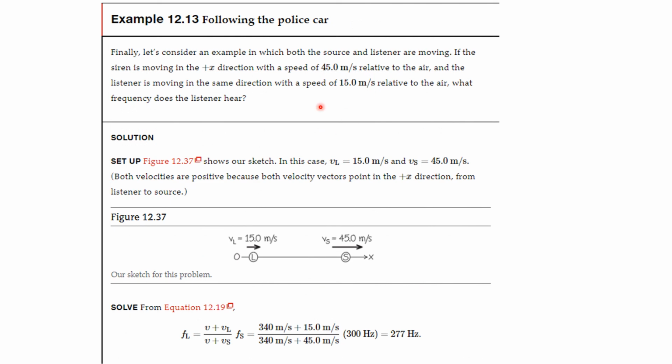Now, I guess we're talking about both things happening. The listener is moving at 15 meters per second, but the source, the police car, is moving at 45 meters per second. And that's what it's saying up here. The siren is moving in the plus x direction with a speed of 45 meters per second relative to the air, and the listener is moving in the same direction with a speed of 15 relative to the air. What frequency does the listener hear?